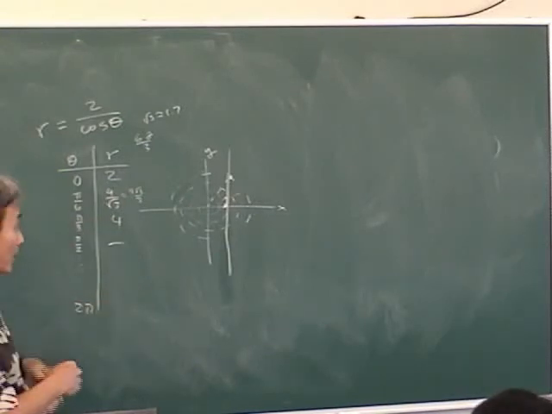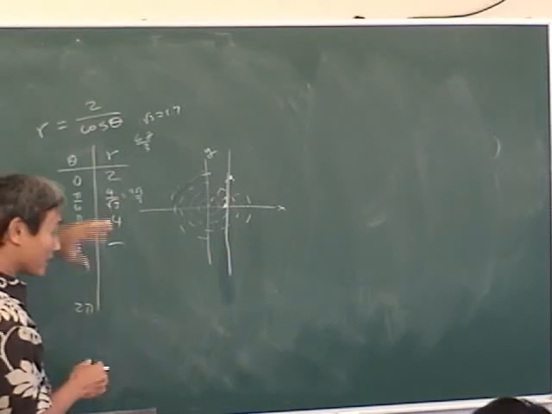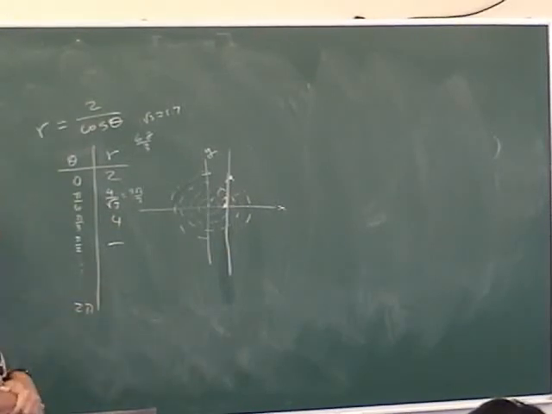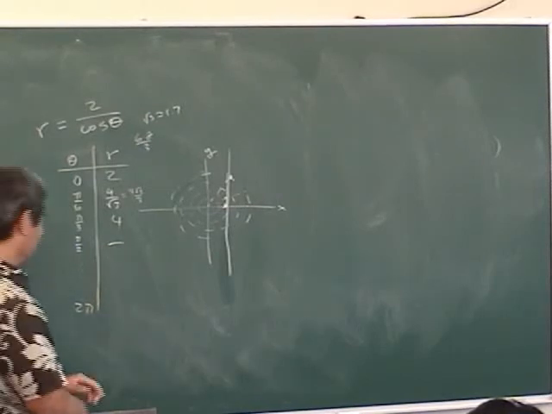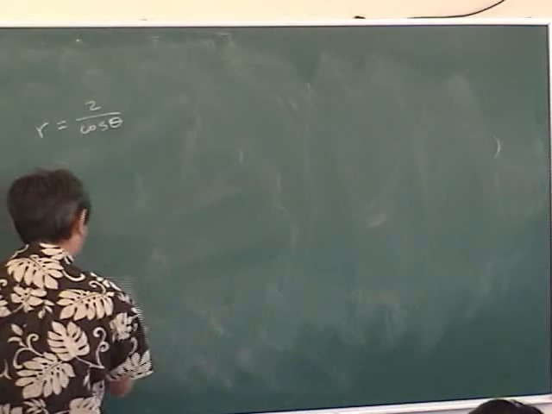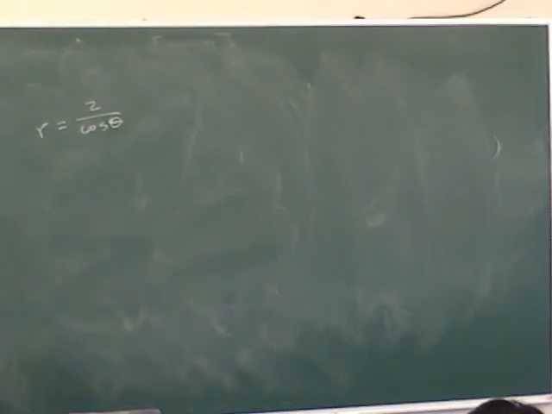But tonight's homework, I want you to change this polar equation to a rectangular equation, and then hopefully you know how to graph that rectangular equation. So we're not going to make the chart tonight. We're going to graph by changing it to a rectangular equation, and hopefully that's something we know. Any suggestions? How do I change it?